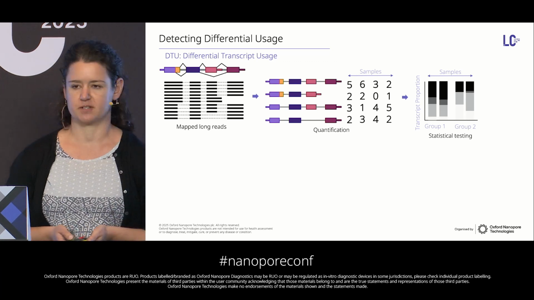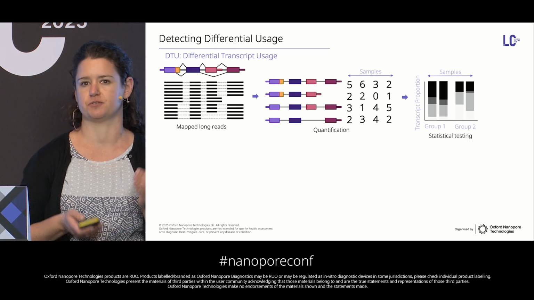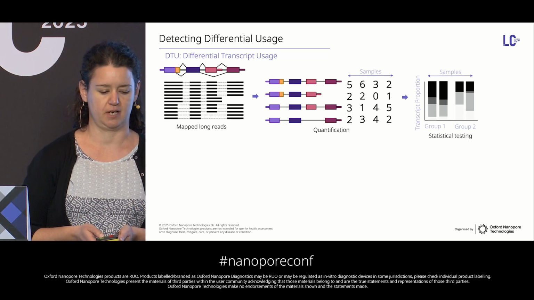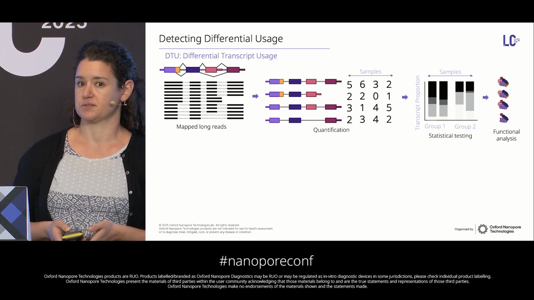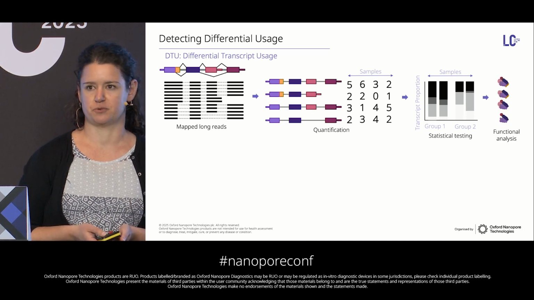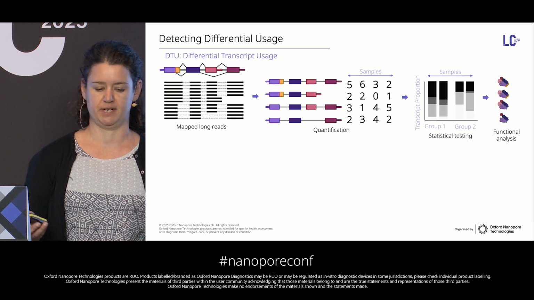So when we do this in practice, we often end up with hundreds of different genes that might have this differential usage occurring. And so we have to try and make some sense of that. And so we can do that with some functional analysis. And often what we'll do is we'll go and actually look at what proteins are produced. We'll look at the sequence of them, the open reading frame.